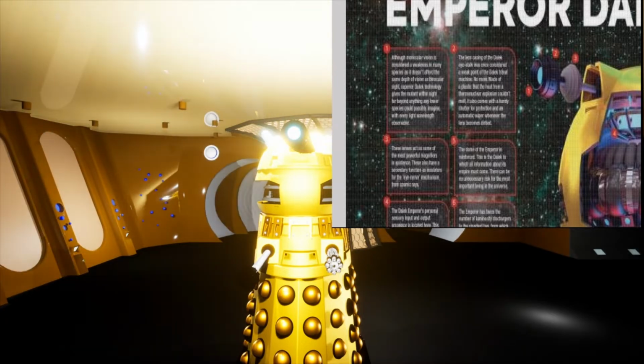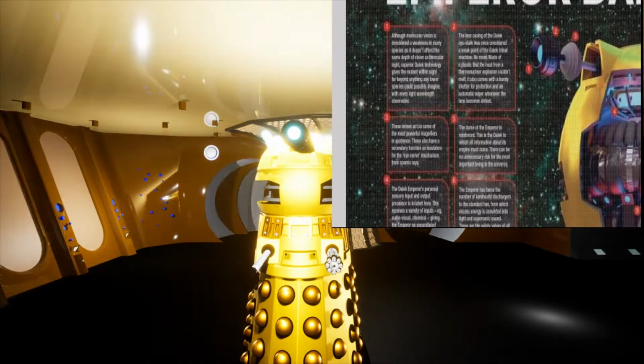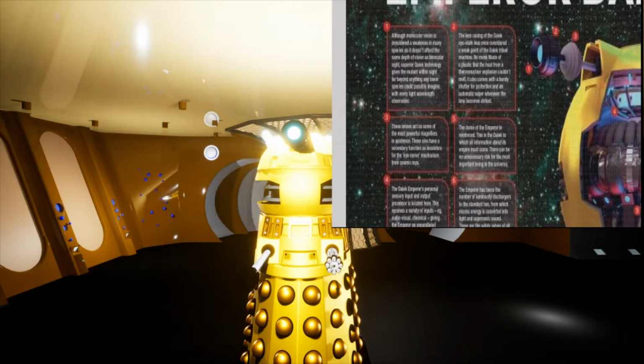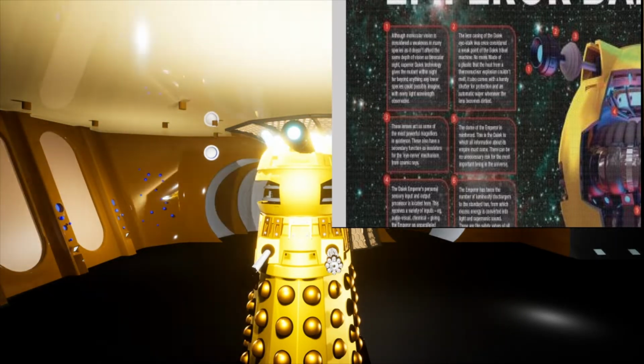Superior Dalek technology gives the mutant within sight far beyond anything any lower species could possibly imagine, with every light wavelength observable. The lens of a casing, or eye stalk as you probably well know, was once considered a weak point of Dalek travel, but no more. Made of a plastic that can withstand heat from thermonuclear explosions which couldn't melt it. It also comes in handy when it comes to protection and automatic wipers whenever the lens becomes dirtied.